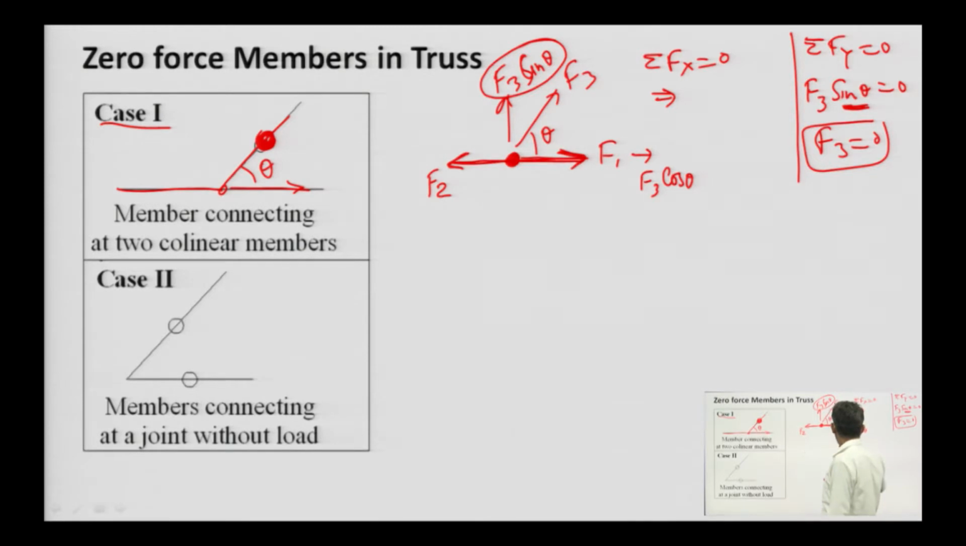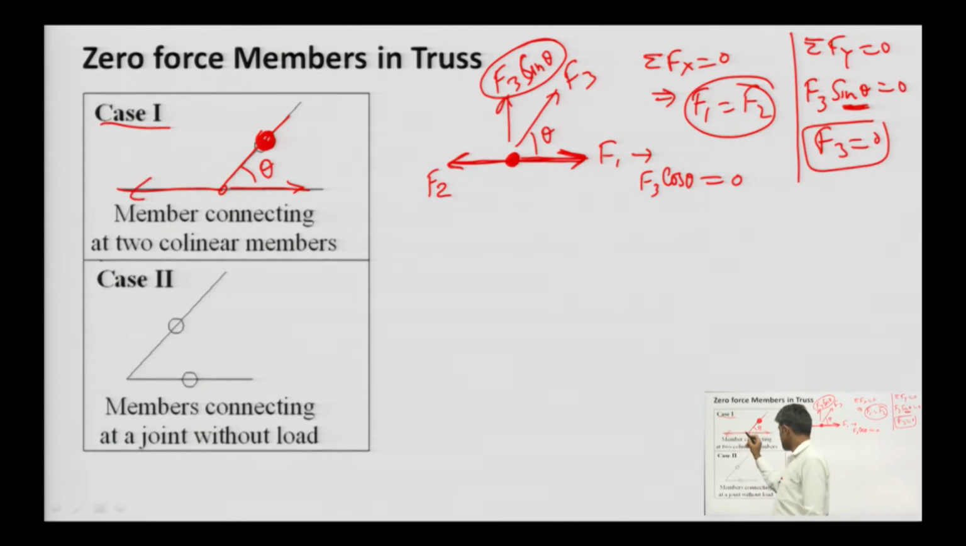And what will be for F1 and F2? Apply sigma Fx equal to 0, then what you will have? F1 is equal to F2, because this is going to 0. So, equal and opposite forces will act for this collinear pair, whether it is compression or tension, okay, but the value will be exactly the same, okay.